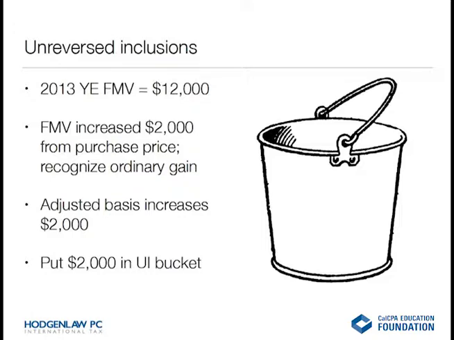And this is a good way to think of it, buckets, baskets, however you want to call it, because you can't have less than nothing in a bucket, just like you can't take more losses than you have unreversed inclusions. So once your unreversed inclusions go down to 0, you can't take any losses beyond that.